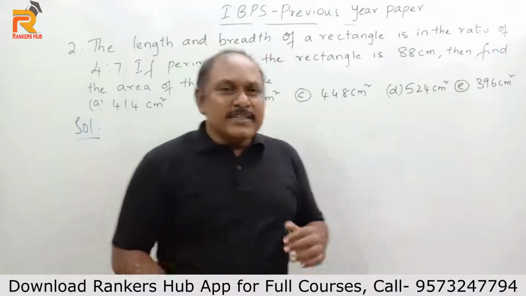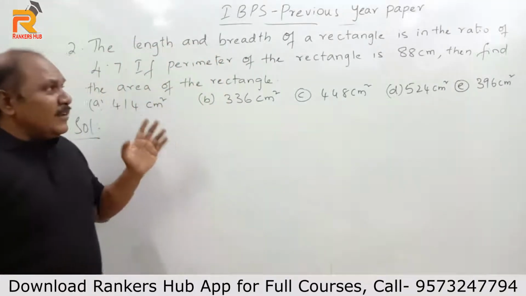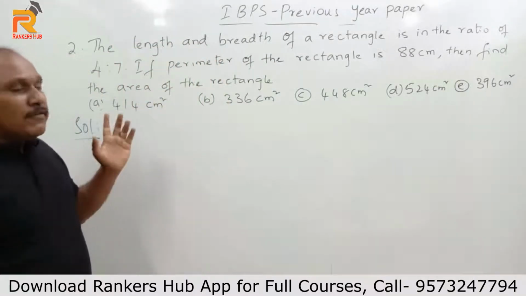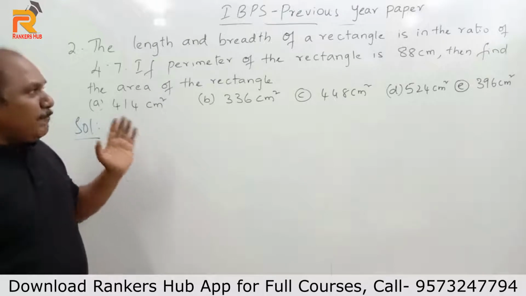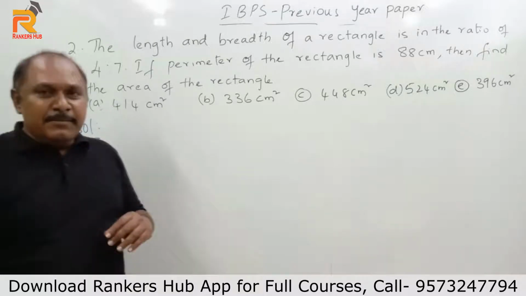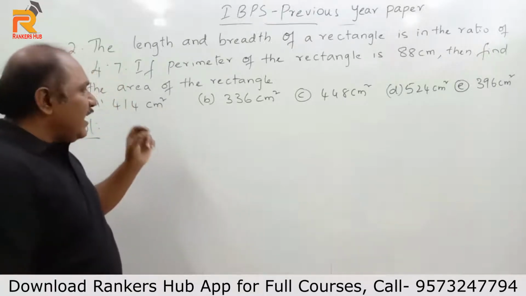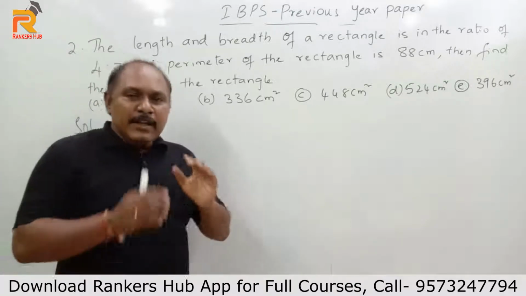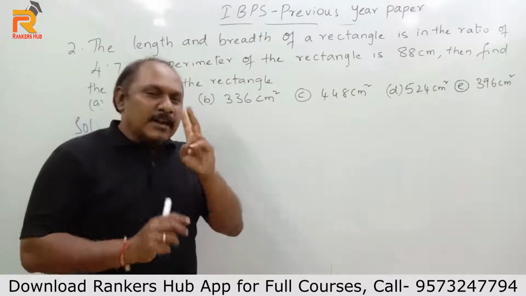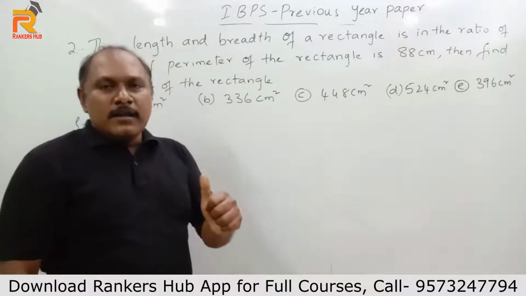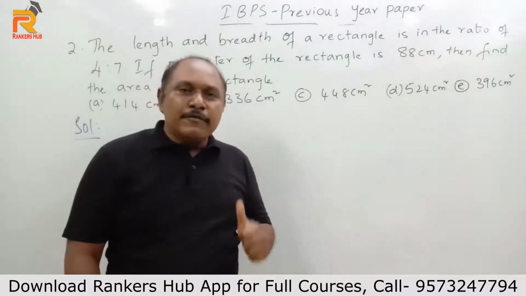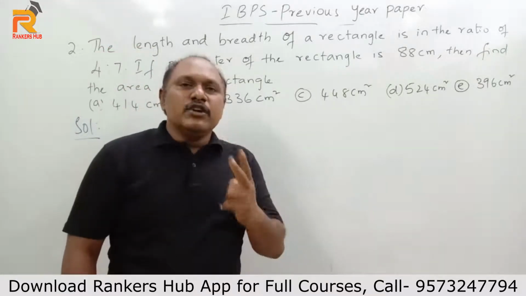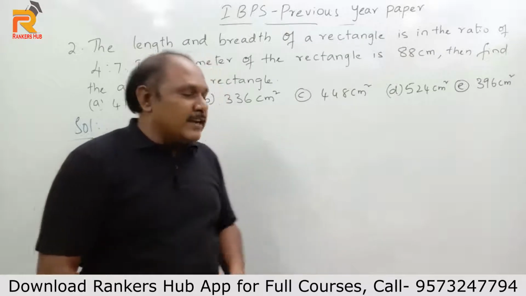Let us look into the second question here. The length and breadth of a rectangle are in the ratio of 4:7. If the perimeter of the rectangle is 88 centimeters, then find the area of the rectangle. If you want to answer this question, there are two things that we must know. One, the formula for the perimeter of a rectangle. Two, the area of the rectangle.